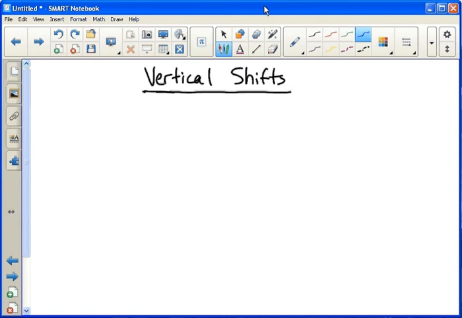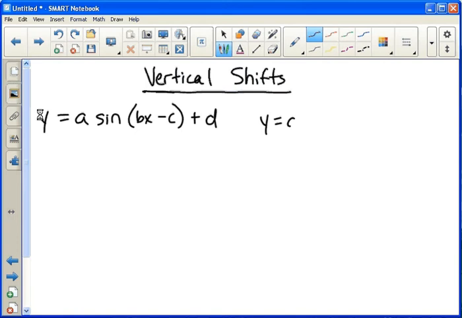Now we've dealt with amplitude, period, and horizontal shifts for sine and cosine. Now we're going to add one more, and this is the last one, and it's vertical shifts. So let's look at the general form for sine and cosine. We've got a fourth letter.